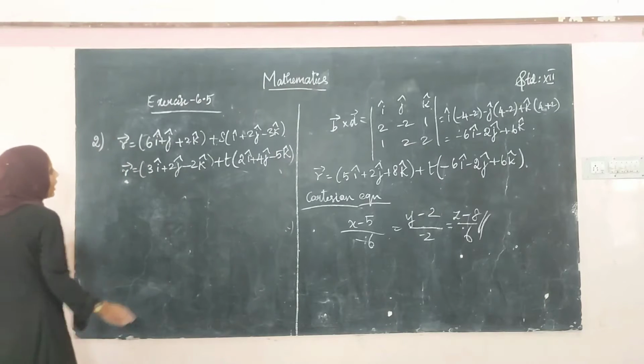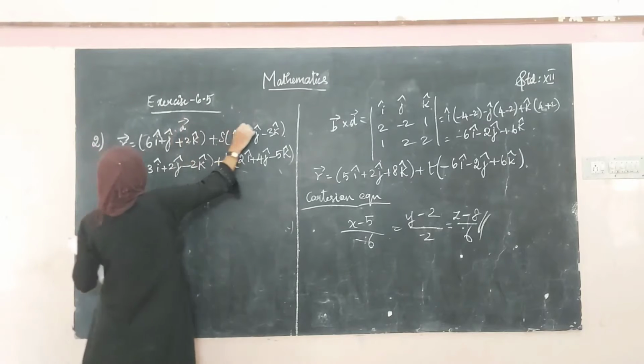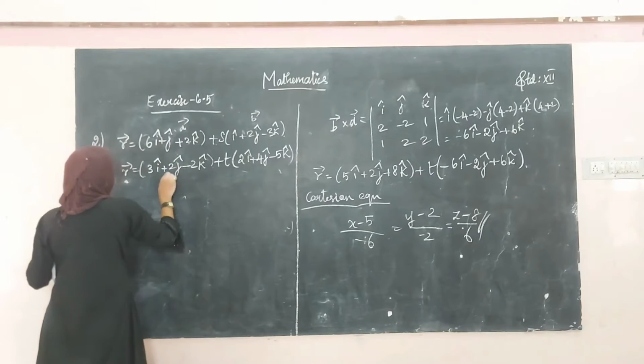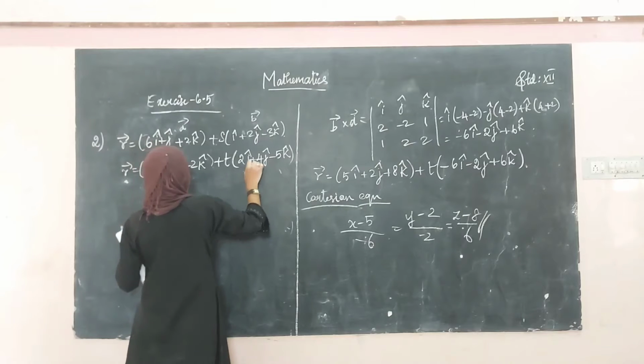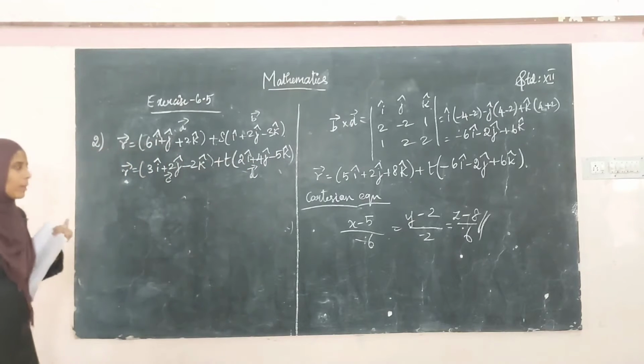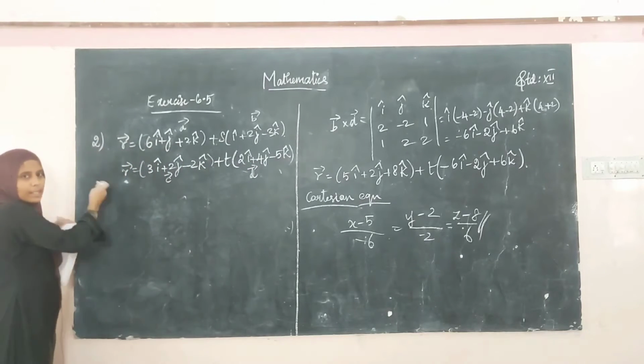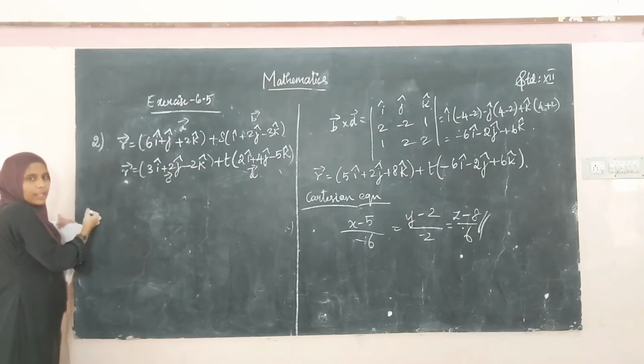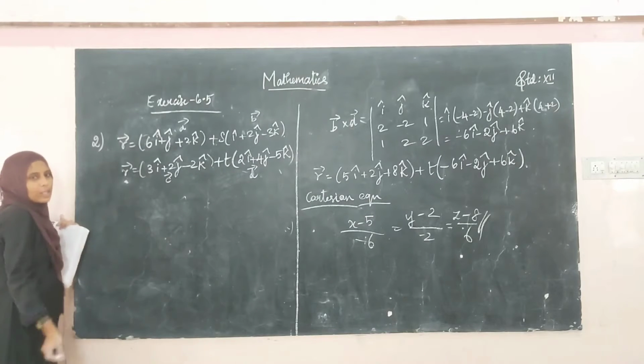So you have to take this as a vector, this as b vector, this is c vector, and this is d vector. Okay, so what do we have to find? We have to show that these two lines are skew lines, and we have to find the shortest distance between them.